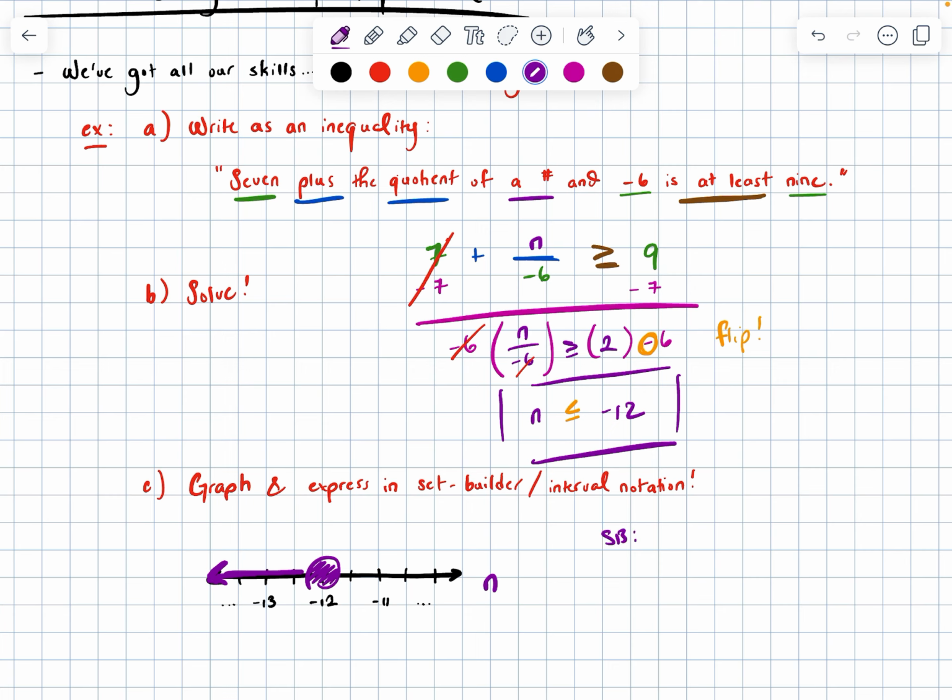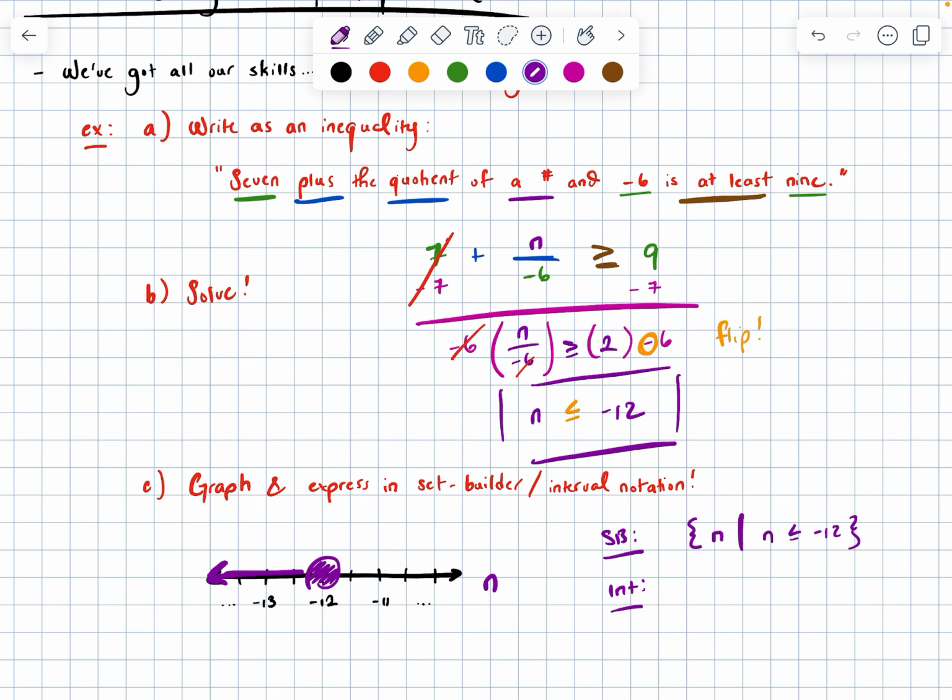Cool. All I've got to do now is write my notations, my set builder, my Smash Bros, and my interval. Set builder notation. Remember, it always starts with a squiggly bracket. I'm interested in the collection of all values of n such that, my vertical bar, n here, the only criteria to be in my solution set, it needs to be less than or equal to -12.